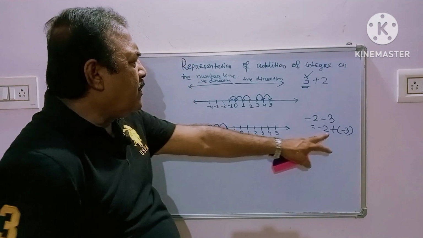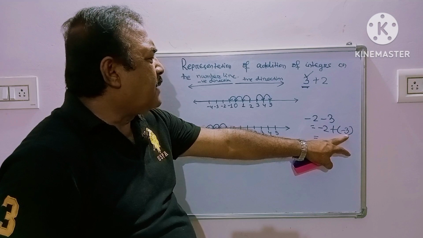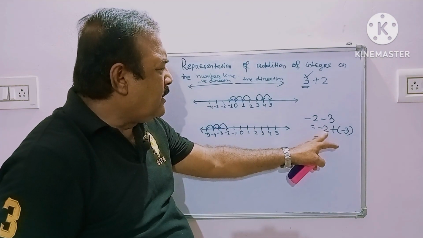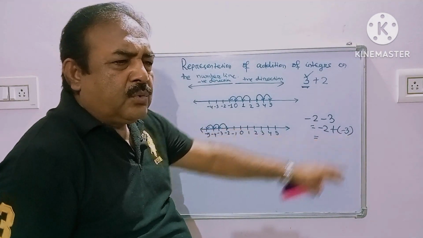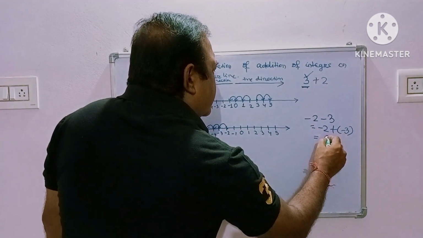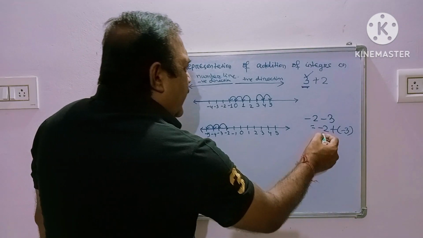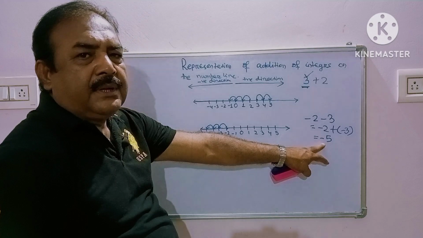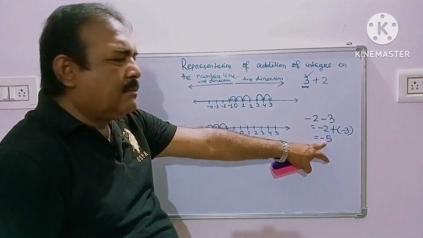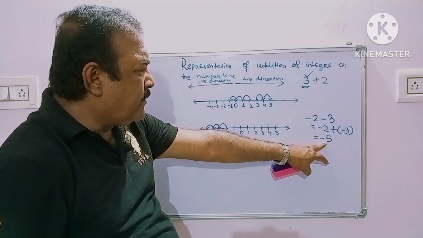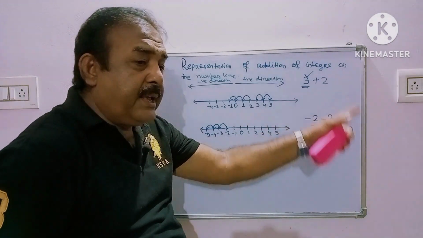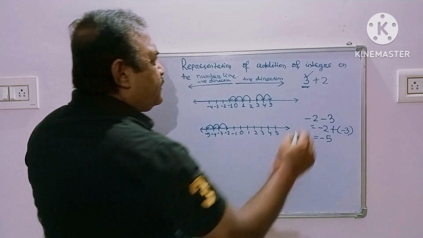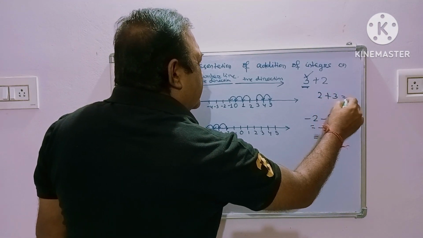What is the rule you follow? Both the integers are of the same sign, so the common sign will be given to the sum. You take the sum of the two numerical values, 2 plus 3, that is 5, and give the minus, which is the common sign. The sign of the addends will be given to the sum. If two integers are of the same sign, 2 plus 3 is equal to 5.